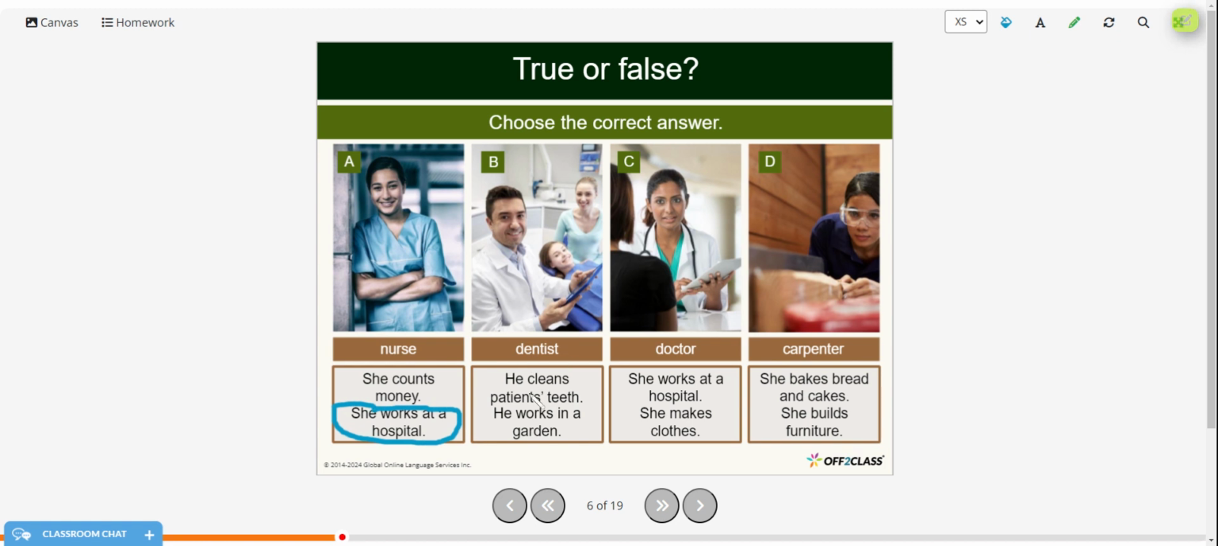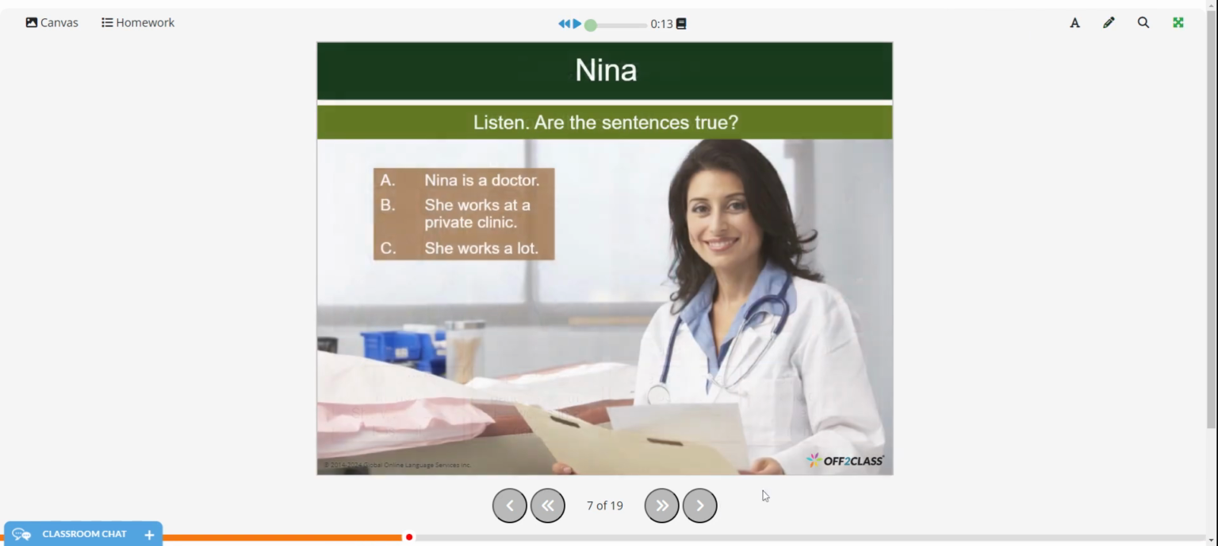Dentist, he cleans patients' teeth or he works in a garden? Well, that would be he cleans patients' teeth. Doctor, she works at a hospital, she makes clothes. That would be she works at a hospital. Carpenter, she bakes bread and cakes or she builds furniture. This one would be she builds furniture.